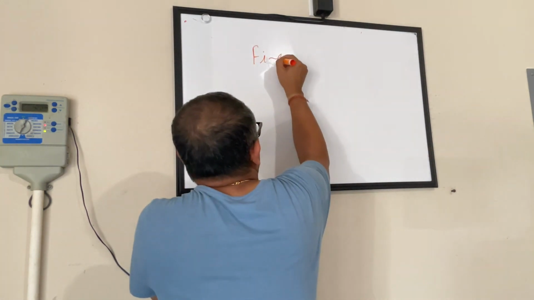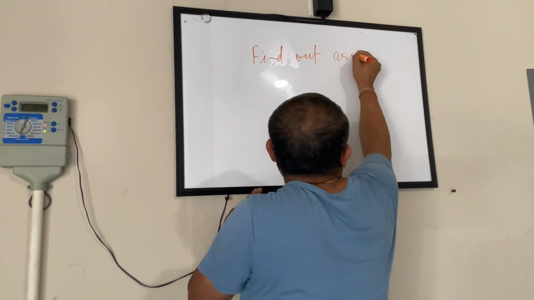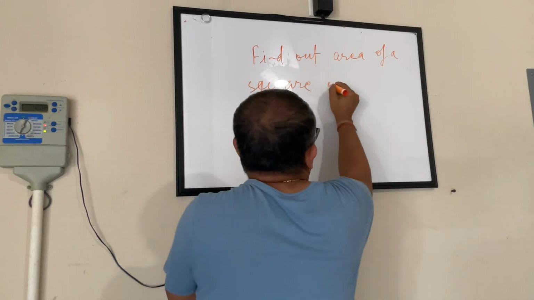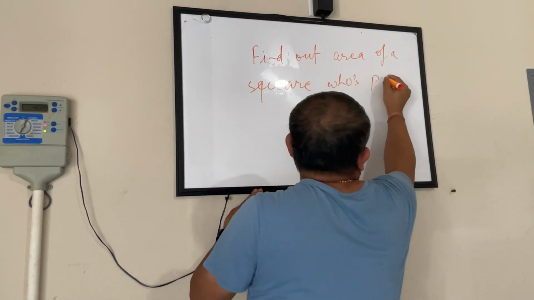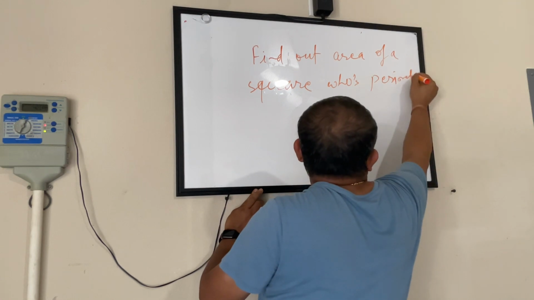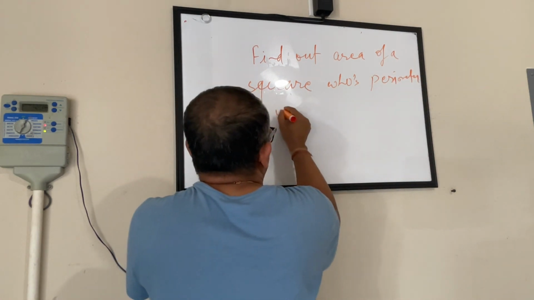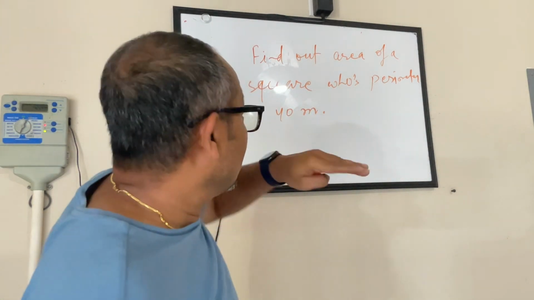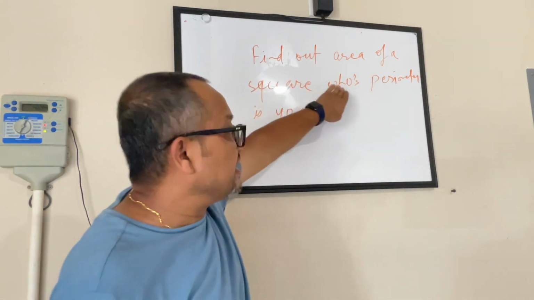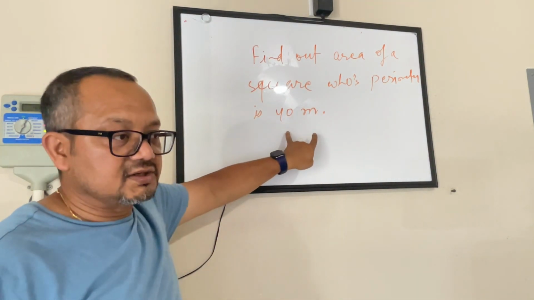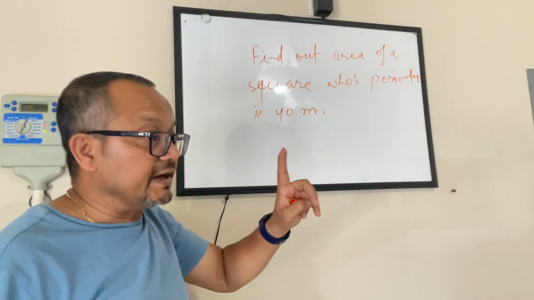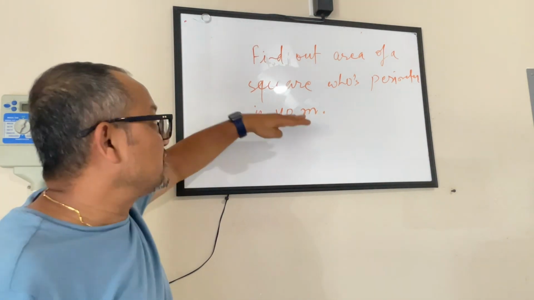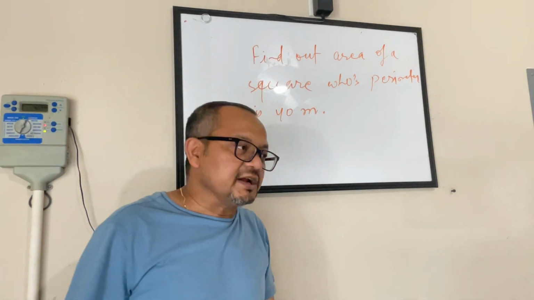Find out the area of a square whose perimeter is 40 meters. I'm not giving you the side. I'm telling you the perimeter of a square is 40 meters. What is the area of the square? Can you guys try it?